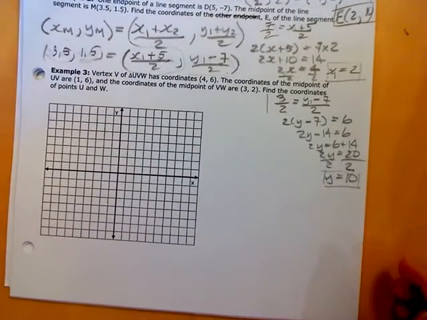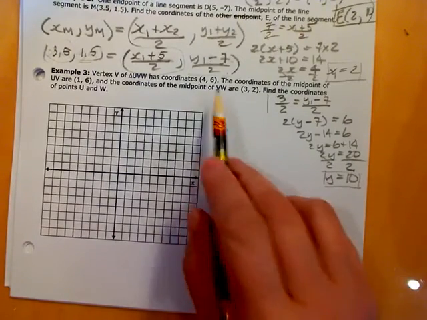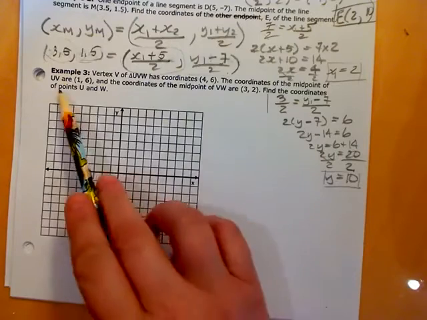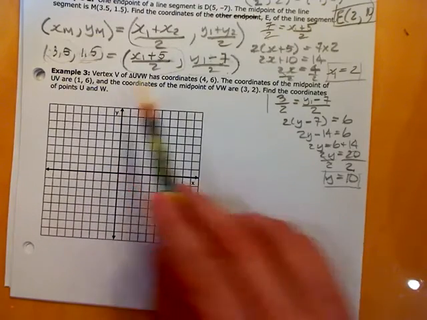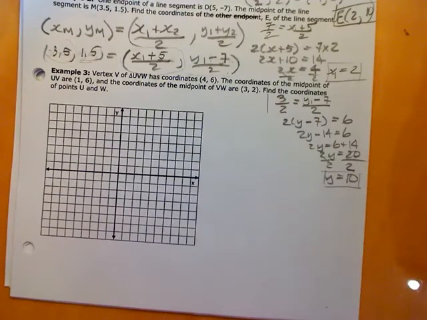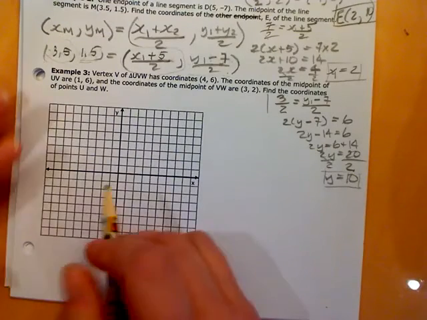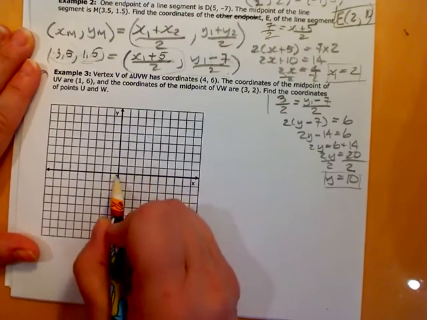Okay, let's take a look at this one. Vertex V of triangle UVW has coordinates 4, 6. The coordinates of the midpoint of UV are this. The coordinates of the midpoint of VW are this. Find the coordinates of that. Okay, there's a lot going on here. I'm going to plot this up. It's getting too busy for my brain.